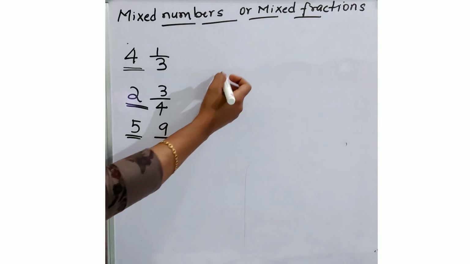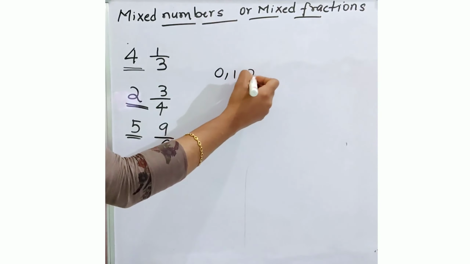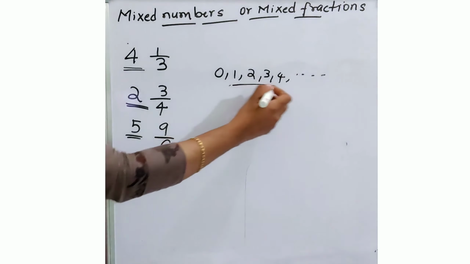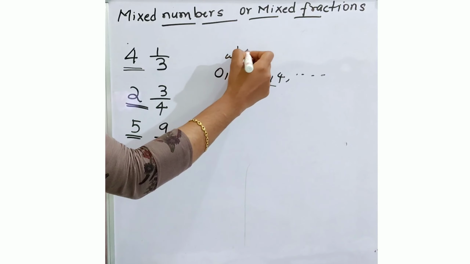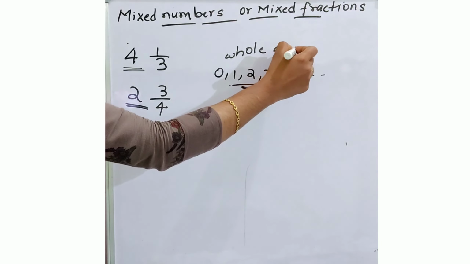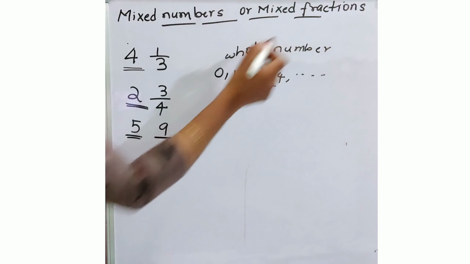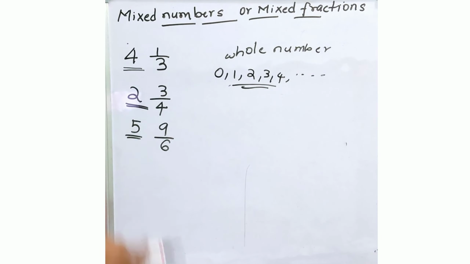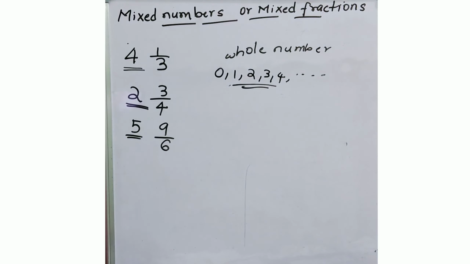Whole number means 0, 1, 2, 3, 4, 5, etc. These numbers are called whole numbers. So a mixed number or a mixed fraction will always contain a whole number plus a fraction. Understood everybody? So these are called mixed numbers or mixed fractions.